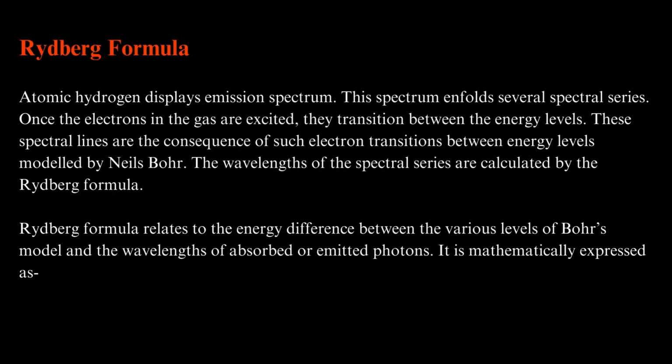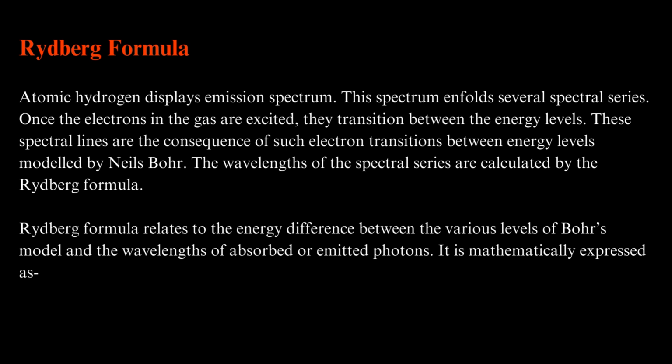Next topic is Rydberg Formula. Atomic hydrogen displays emission spectrum. This spectrum enfolds several spectral series. Once the electrons in the gas are excited, they transition between the energy levels. These spectral lines are the consequence of such electron transitions between energy levels modeled by Niels Bohr. The wavelengths of the spectral series are calculated by the Rydberg Formula.